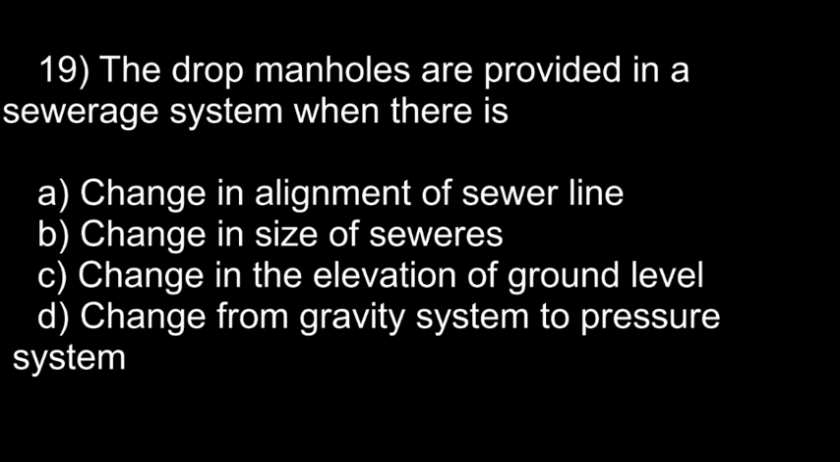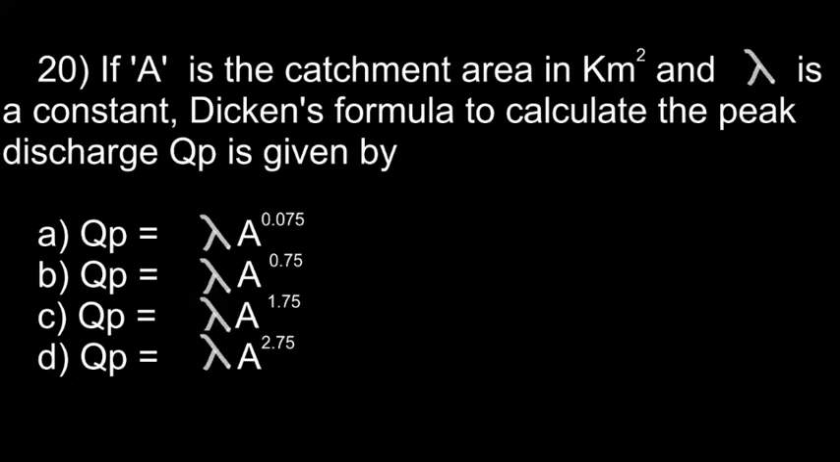The lower portion of a manhole is called a working chamber. The minimum diameter of a manhole cover should be 50 centimeter. These are all about manholes, and here the answer is option C. Drop manholes are provided where there is a change in elevation of ground level. Now let us move to the next question.